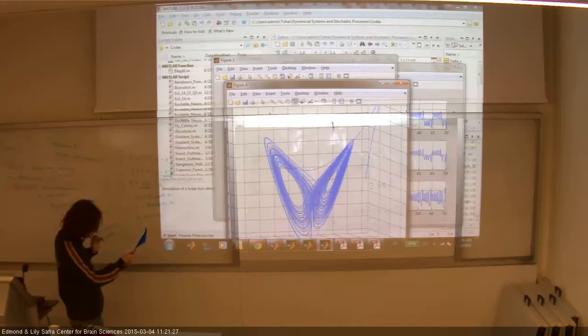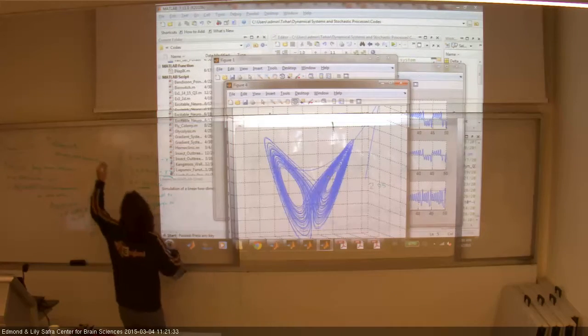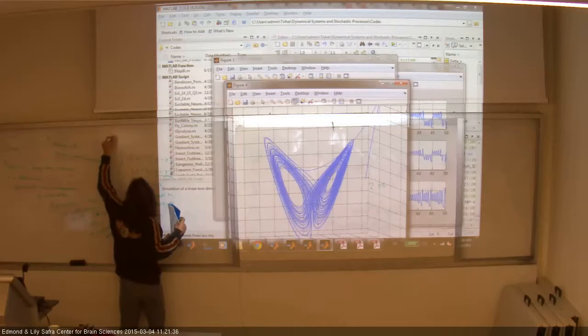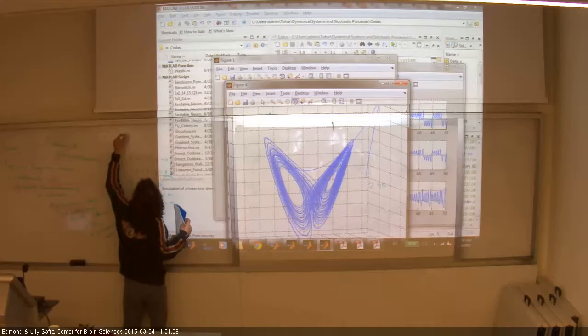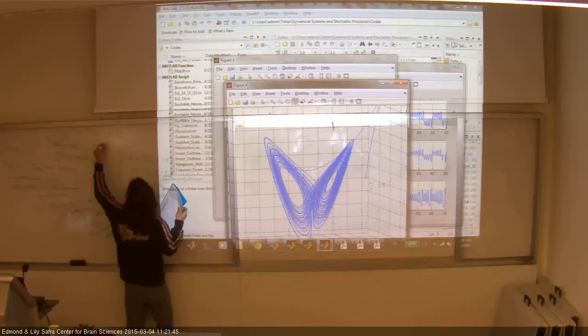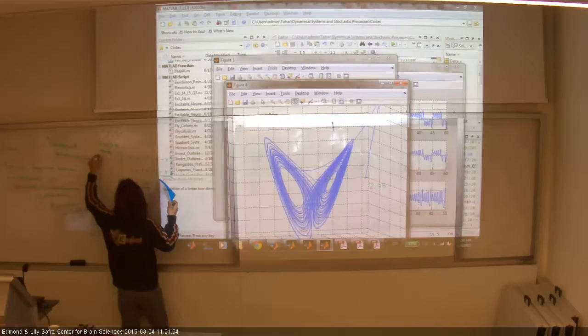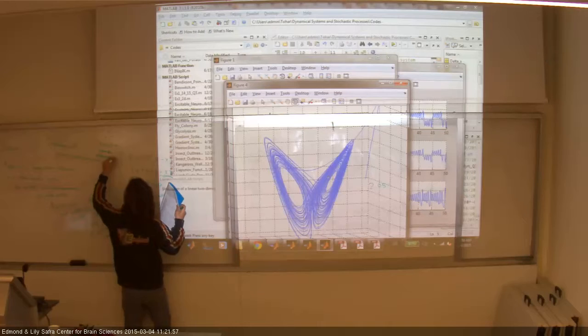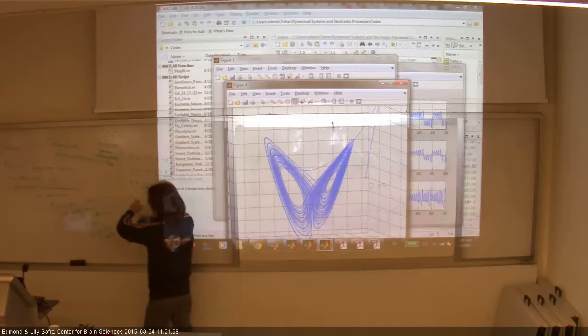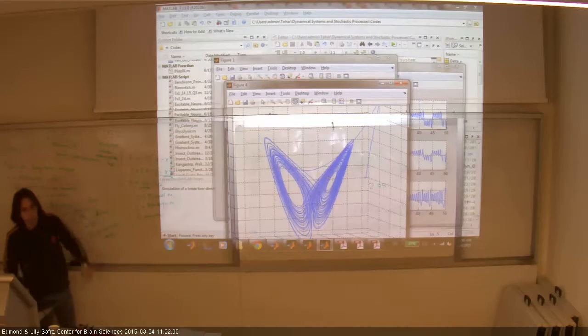Okay, and sensitive dependence on initial conditions means, I don't have space, so I'll write it like this. Sensitive dependence on initial conditions means that nearby trajectories separate exponentially fast. And we have to take a break, so I'll just show you the plot, and then we take a break and start discussing this plot.